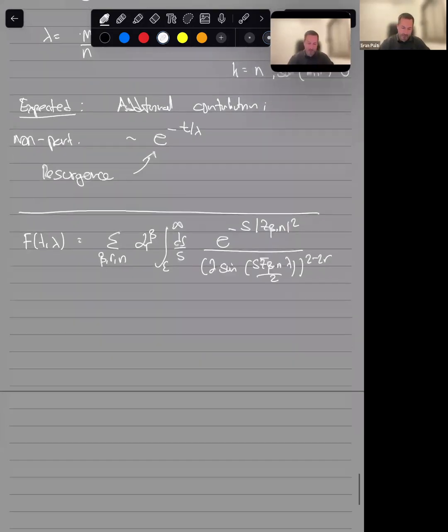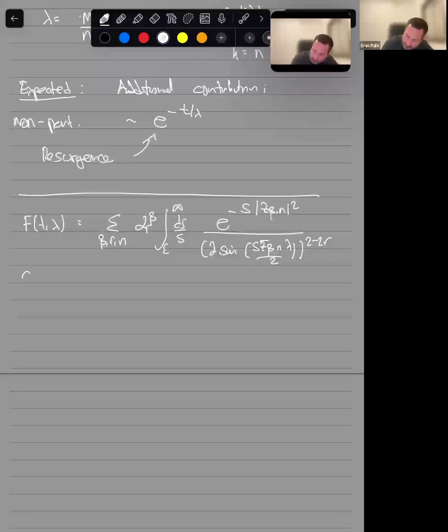Okay, so by the way, we will take this cutoff to be 0 plus. That means it's arbitrarily close to 0, but doesn't include the 0 itself.